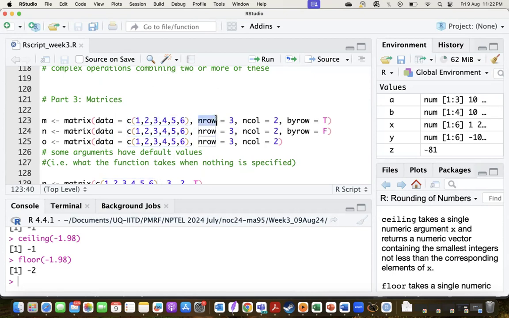And the next argument here is nrow, which stands for number of rows. So I say nrow is equal to 3. The argument after that is ncol is equal to 2. So 3 into 2, that's 6. So that's something you have to keep in mind, that the number of elements in your vector should be the same as the product of the number of rows and number of columns.